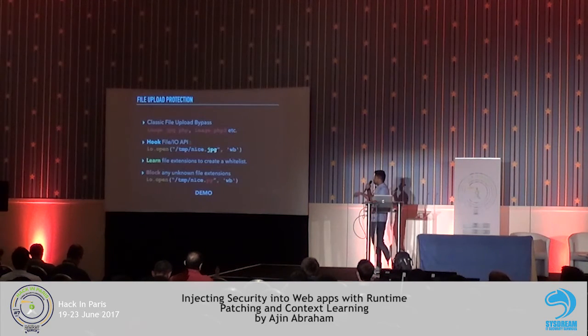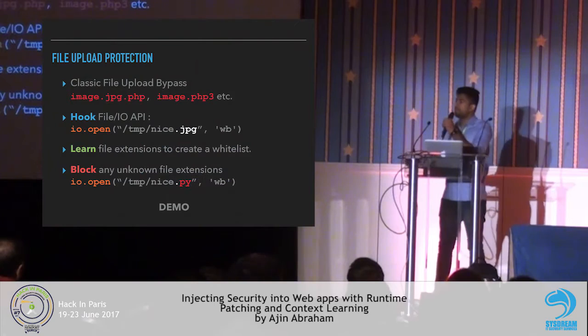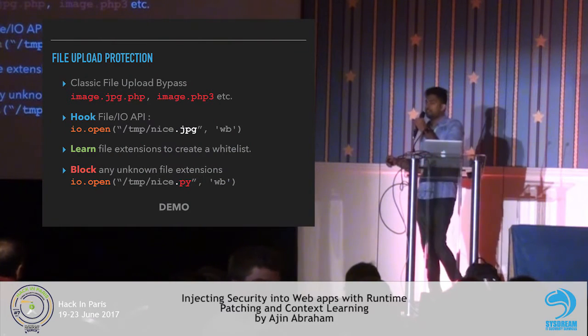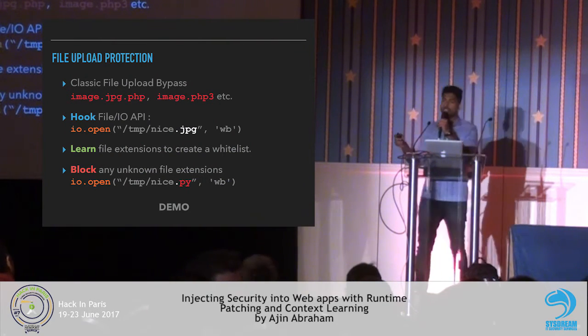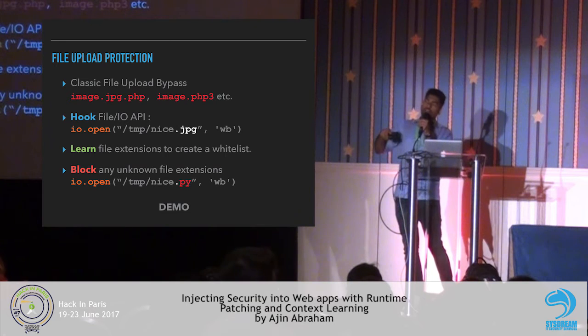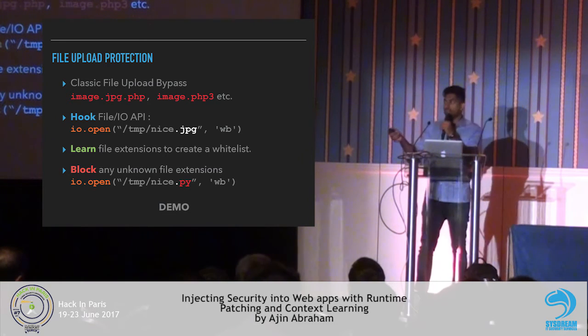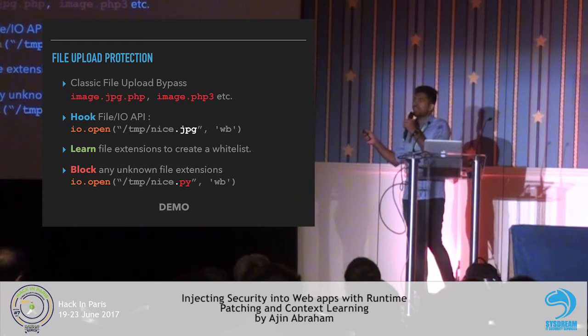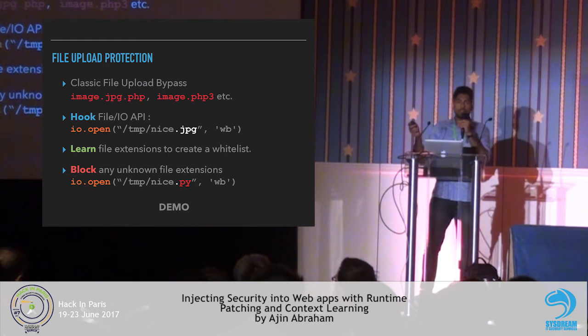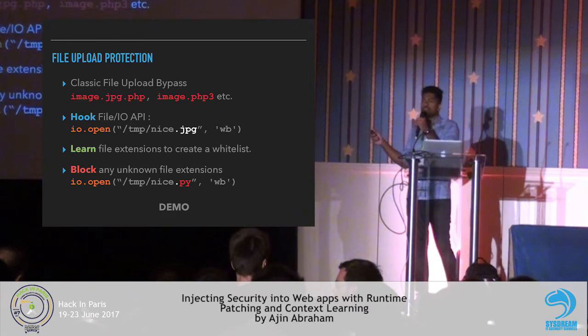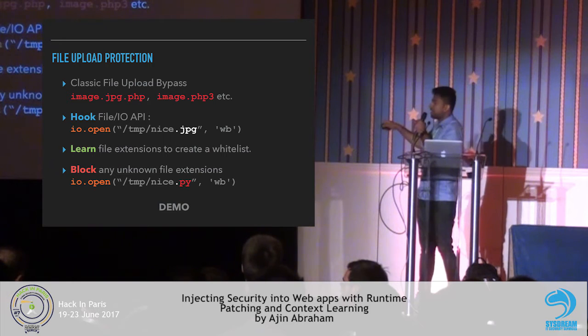Moving on, the other thing: file upload protection. In the previous presentation, there was some mention of the typical classic PHP file upload bypass, where you bypass the restriction by changing the extension of the file name to something else. Those things happen due to insecure coding practices, not really a vulnerability as such. We even take care of that as well.